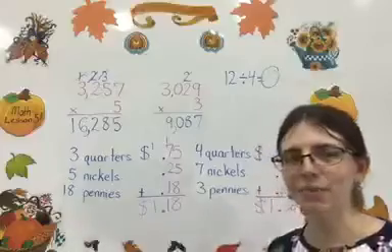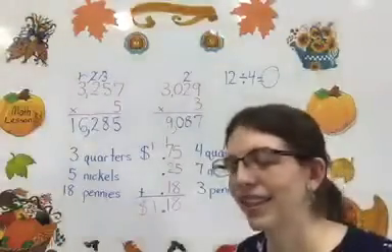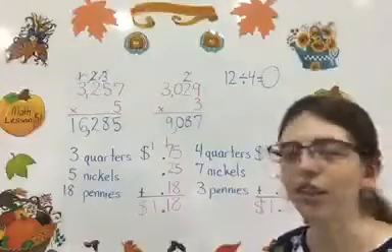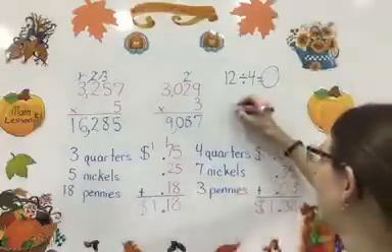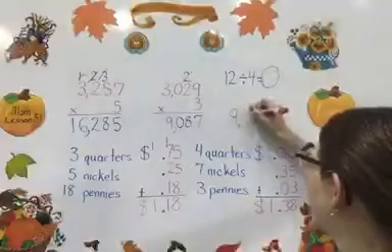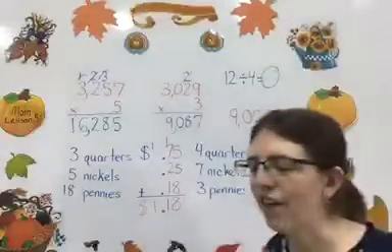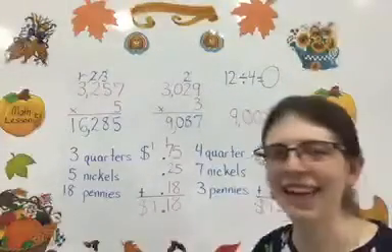What's the name of the place that your 9 is in? It's in the thousands place. So what's the value of a number in the thousands place? Well, it would be 9,000. That's the value. Okay? All right, you do the other ones just like that.